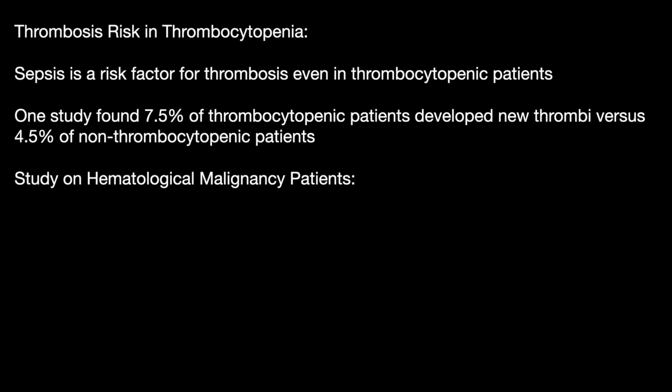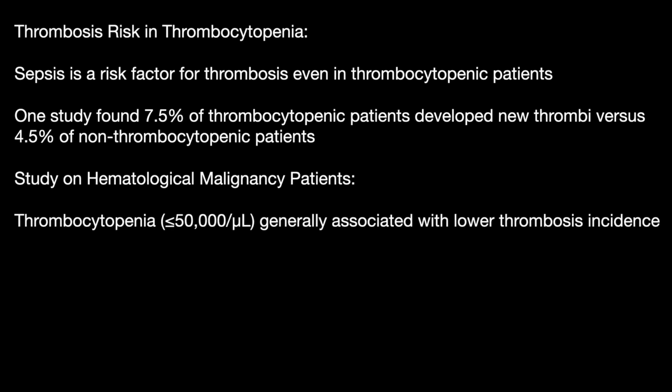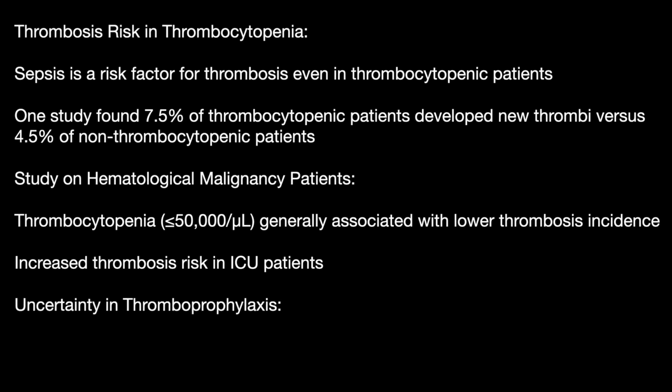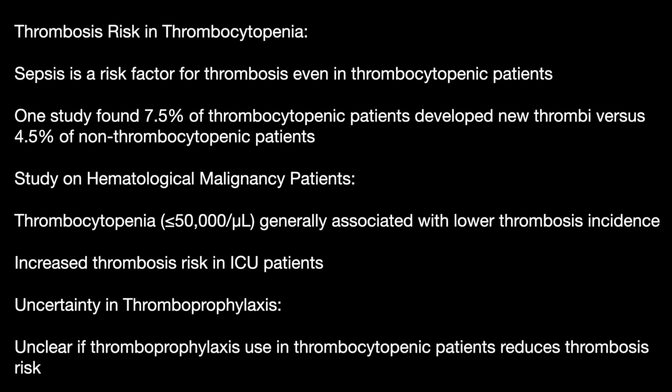The study on hematological malignancy shows that thrombocytopenia is generally associated with lower thrombosis incidence. Increased thrombosis risk is seen in ICU patients. So it is the inflammation which will increase the risk of thrombosis. And uncertainty in thromboprophylaxis remains. It is unclear whether we should give thromboprophylaxis to these patients or not.